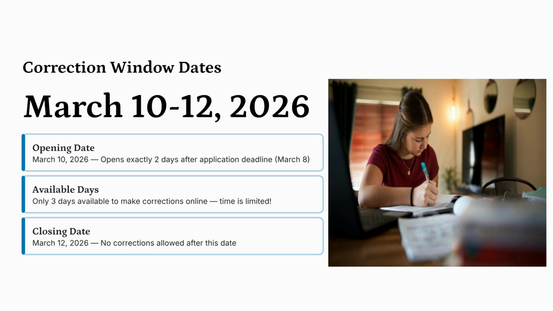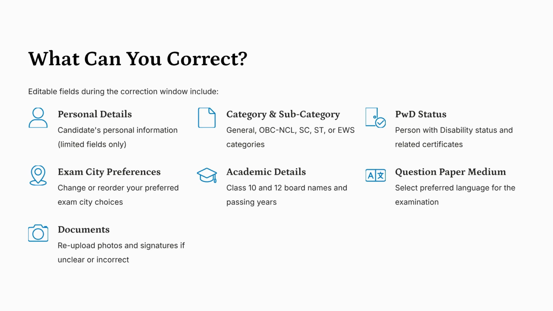Now let's look at the most important part, the dates. The NEET UG 2026 correction window will open from March 10 to March 12, 2026. The application process closes on March 8. The correction window opens exactly 2 days later on March 10. You will have only 3 days to make corrections online. After March 12, no changes will be allowed under any circumstances. So, mark your calendar.